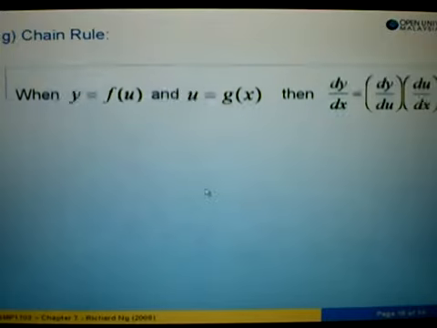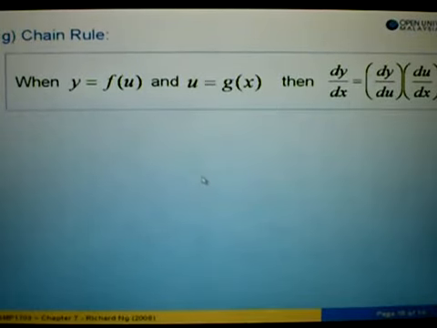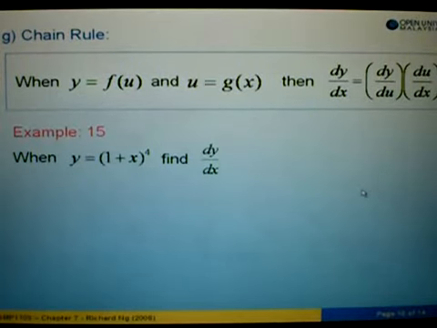Let's look at the next rule called the chain rule. So the chain rule can actually apply to questions which also use the product rule just now. Okay? Now let's look at an example here. When y is equal to a function of u and u equals a function of x, then dy over dx we can say equals dy over du times du over dx. Now how to use this formula? Let's look at example 15.